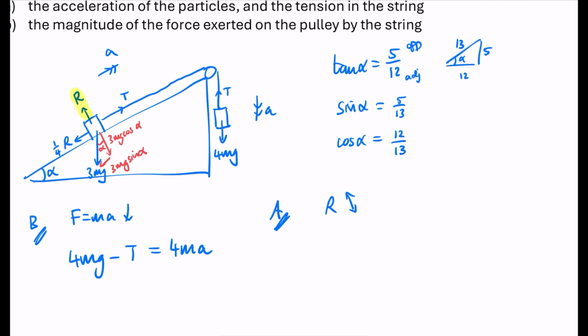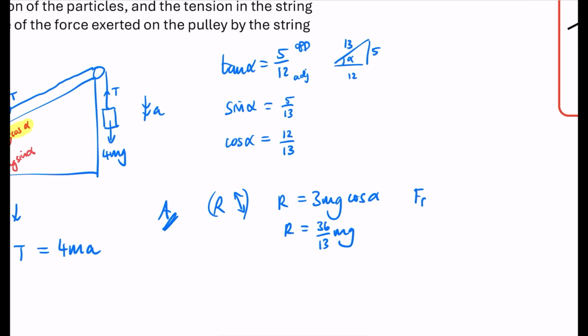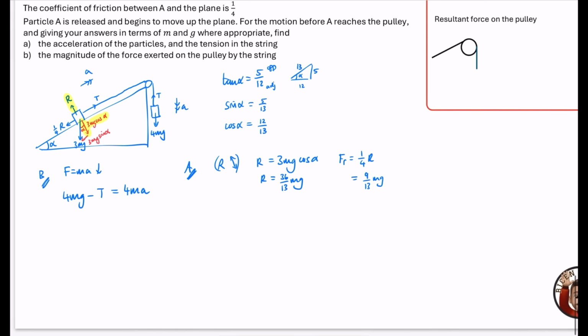In other words, R is equal to 3mg cos alpha. So R is equal to 3mg cos alpha. Cos alpha is 12 over 13. 12 over 13 times 3 is 36 over 13 mg. So now I know that the friction, I've got it on my diagram, is just 1/4 R. You could do this on your calculator, but 1/4 of 36 is 9. So it's 9 over 13 mg.